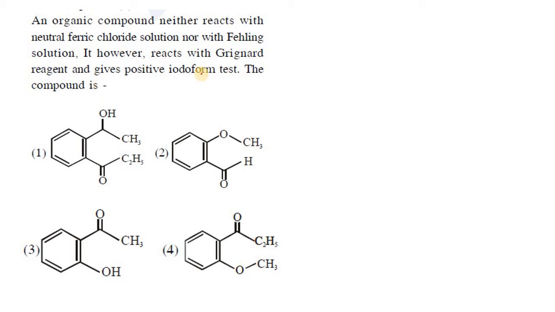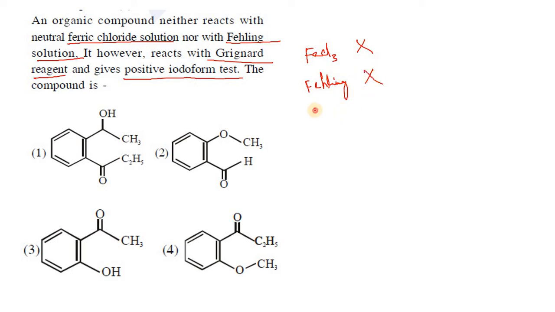An organic compound neither reacts with neutral ferric chloride solution nor with Fehling's solution. It, however, reacts with Grignard reagent and also gives a positive iodoform test. Let us take what the tests are. Ferric chloride test is negative. Fehling's solution is also negative. And Grignard reagent, RMgX, this one reacts with RMgX. And the iodoform test is also positive.